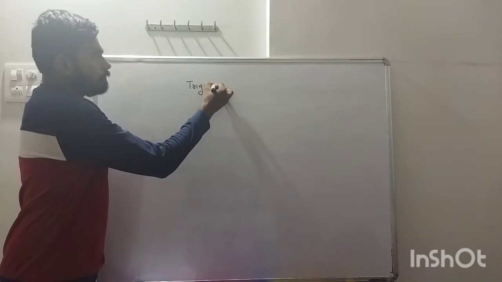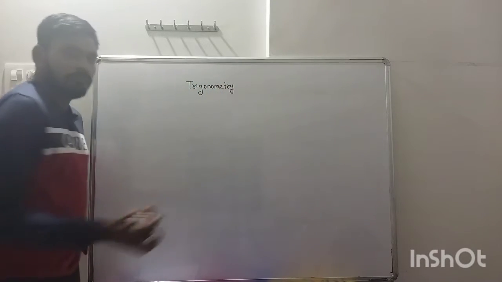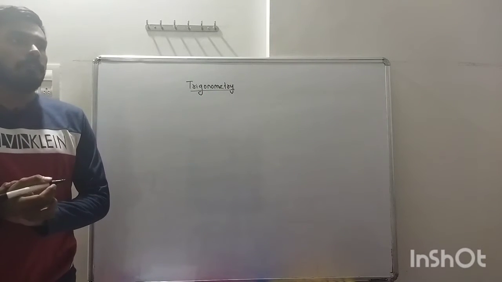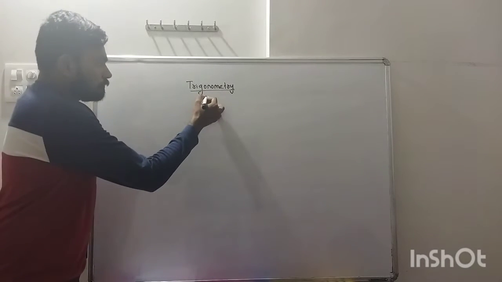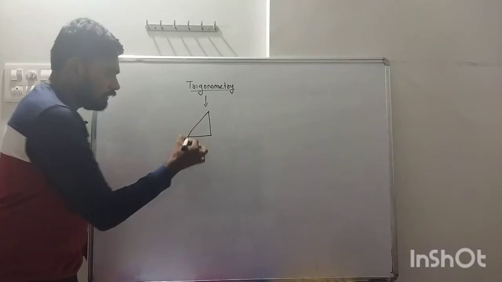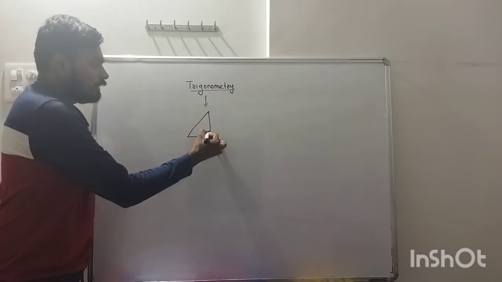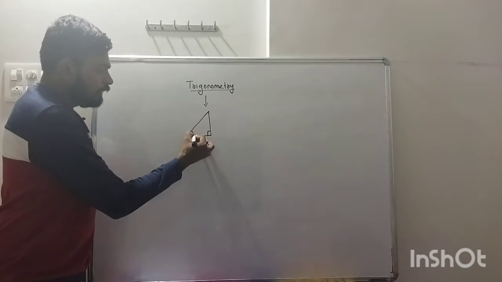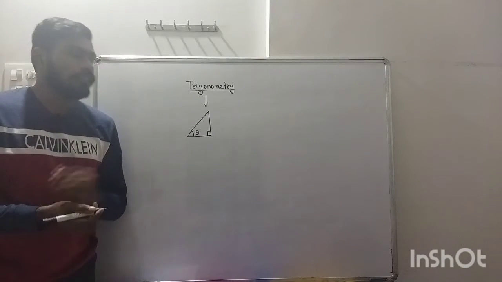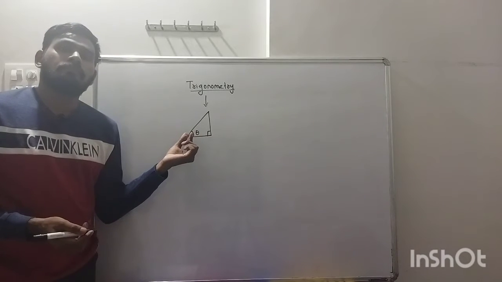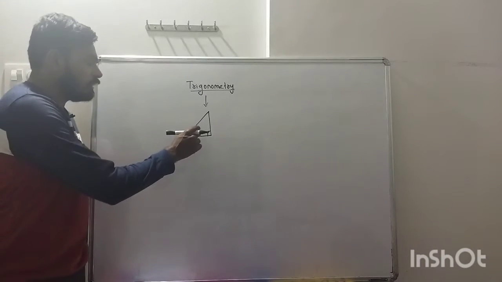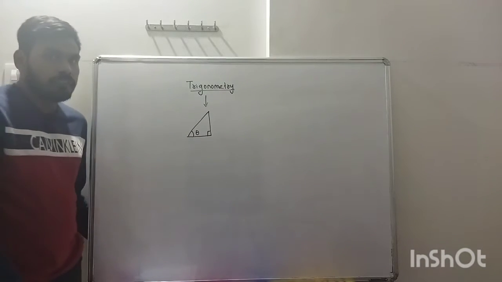Trigonometry. Okay, so first thing in this: in trigonometry we always see a triangle and we see angle theta. Then, using this angle theta, we find different trigonometric ratios. So first thing we learn about is this angle theta.